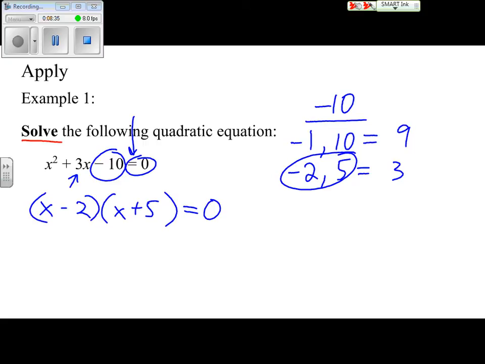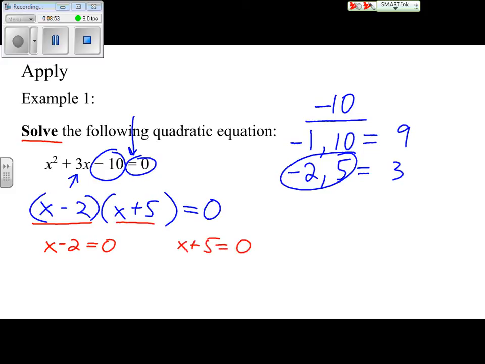So we go on to our next step, which is to take each one of our factors, or binomials, and set them equal to 0. So my first binomial is x minus 2. I'm going to set that equal to 0. I have a second binomial, x plus 5. I'm going to set that equal to 0.